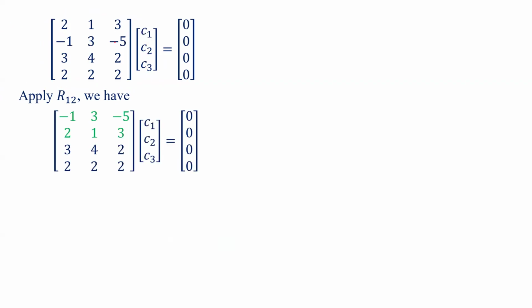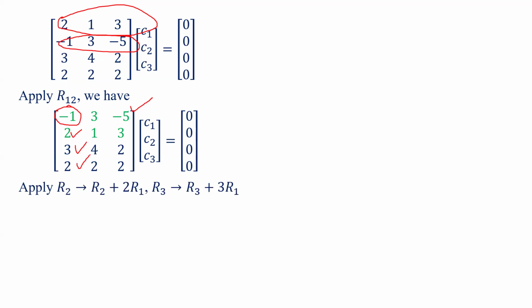We have R2 become the first row, minus 1, 3, minus 5, and R1 will become the second row, 2, 1, 3, then 3, 4, 2, and 2, 2, 2. Now with the help of this minus 1, we have to make these entries 0. For this purpose, we apply row operations: R2 plus 2R1, R3 plus 3R1, and R4 plus 2R1.